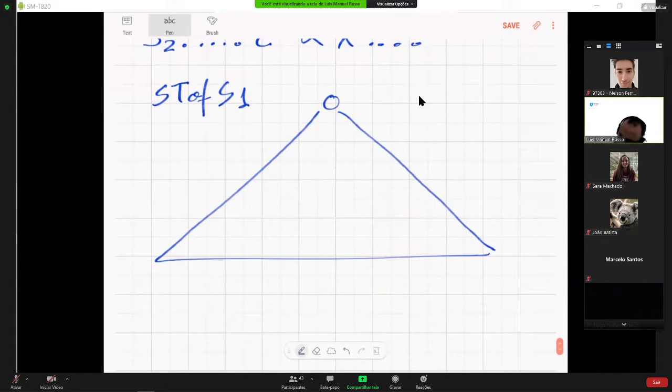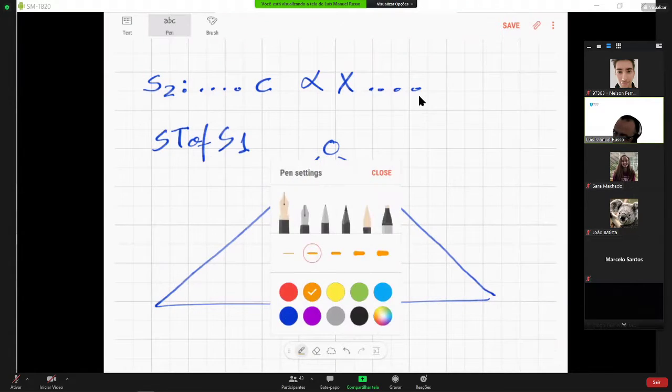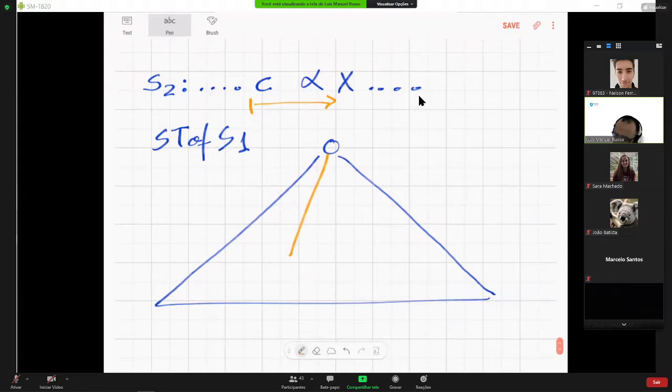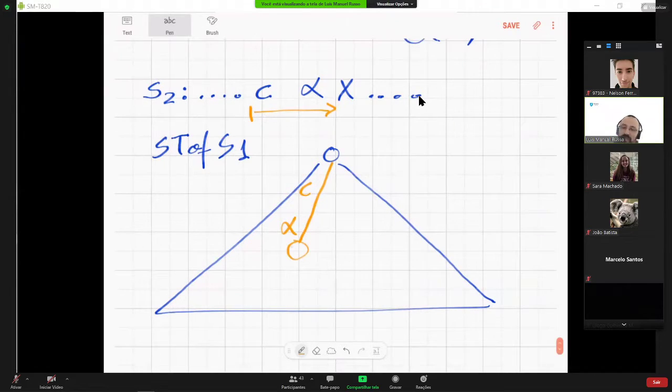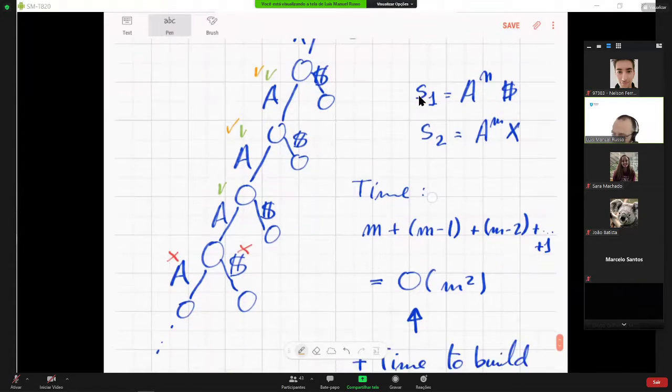Okay. Let's assume that at some point in this algorithm, I was able to read C alpha on my suffix tree, but not X. So I was able to read C alpha, and let's assume I reached the node. I might not have reached the node, but let's assume I did because it's going to make our life much easier. And in this example, it's always true, right?